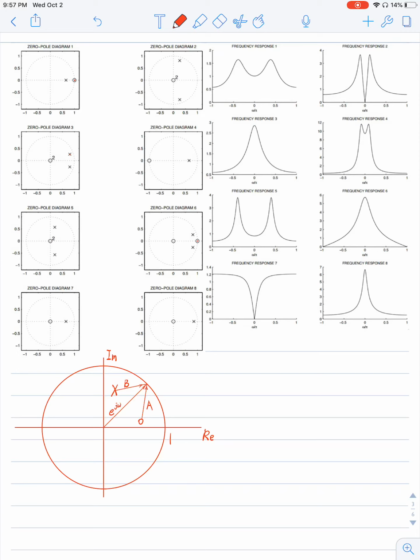In general, for the zero pole diagram like this, A over B is the frequency response. The magnitude of A over the magnitude of B is the magnitude frequency response. And the angle of A minus the angle of B is the angle frequency response.